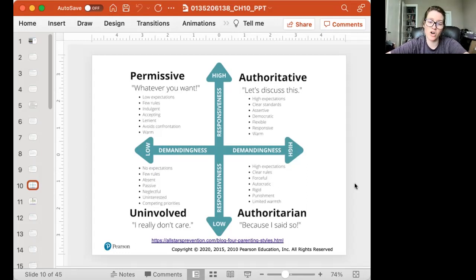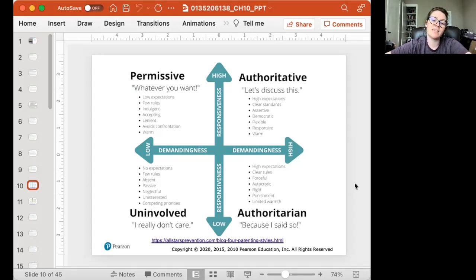Authoritarian, bottom right corner, is the "because I said so." Because I'm your father and that's what I said. Because I'm your mother and that's what I said, right? This is the parenting style that is very much "or else." High expectations, very clear rules, forceful, autocratic, I'm in charge, not you, very rigid, punishment, limited warmth is used.